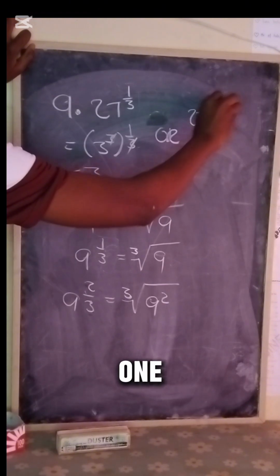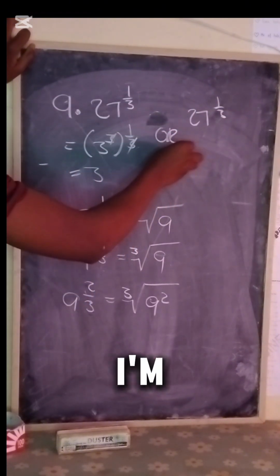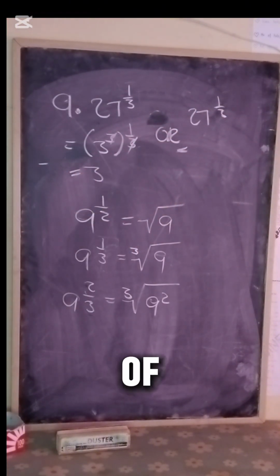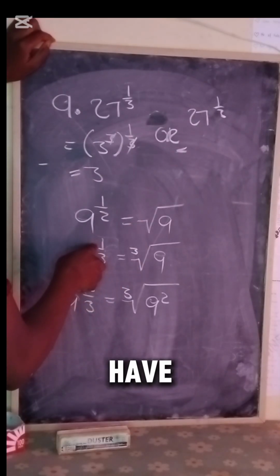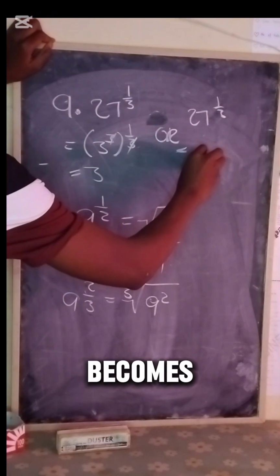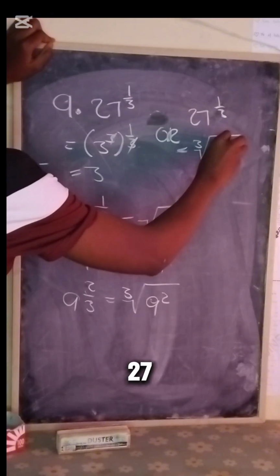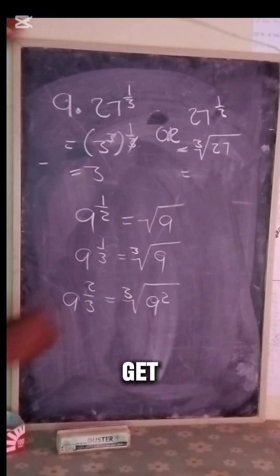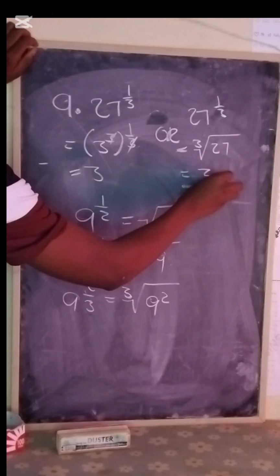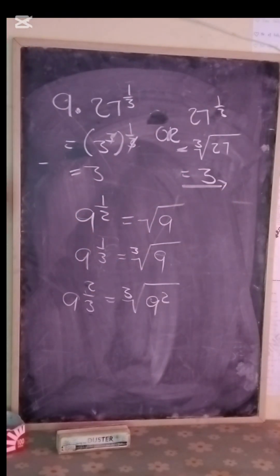This is 27 to the power of 1 over 3. It's the same question, but I'm showing you how to tackle this kind of question in another way. You know that when you have an exponent of 1 over 3, it becomes the cube root of 27. Then you just punch your calculator. When you punch it, you'll get 3. This is how you do this question.